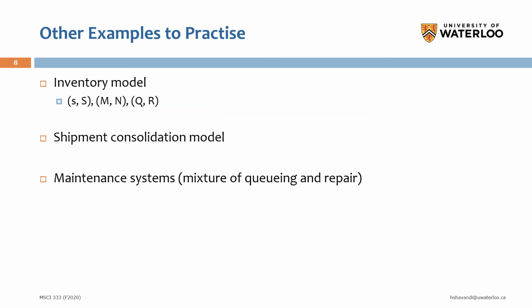And other examples to practice could be an inventory model. We had, I think, one or two examples for inventory models in our online session examples, and a shipment consolidation model or maintenance systems, like a mixture of queuing and repair system. You can think about these as systems that you may need to simulate in terms of a discrete event simulation.